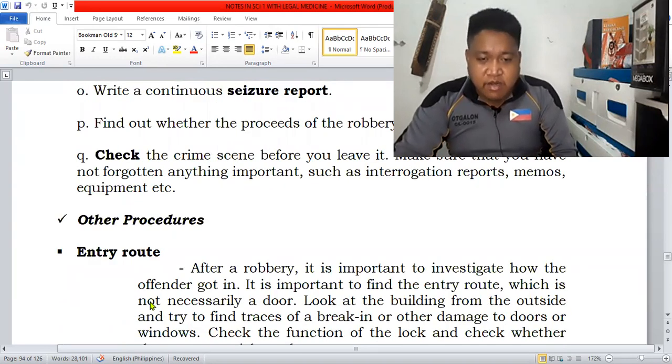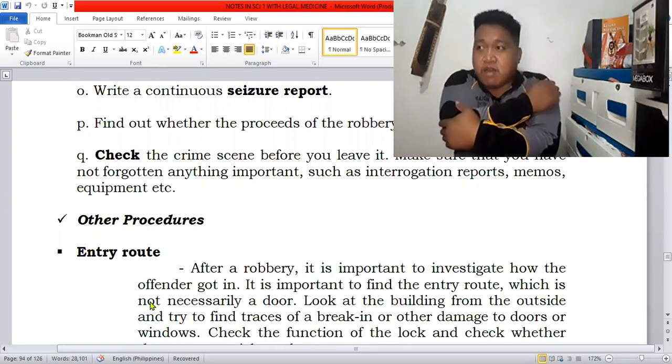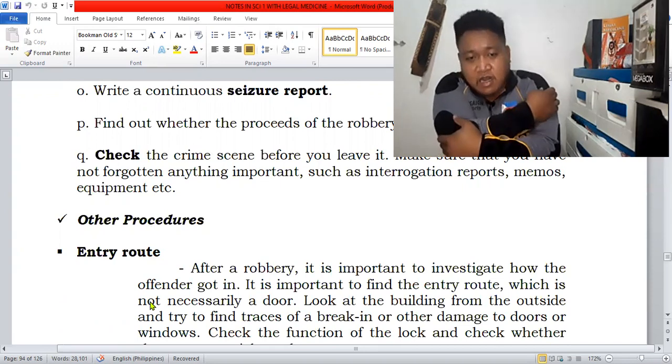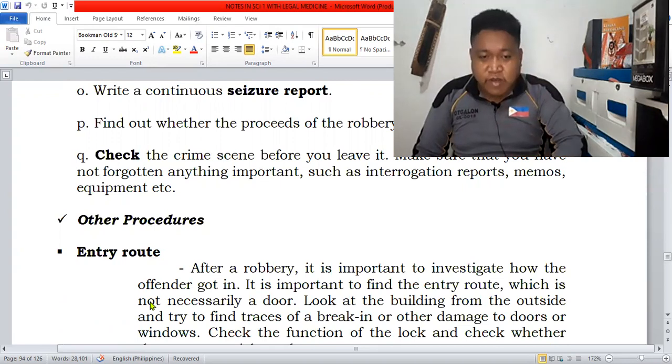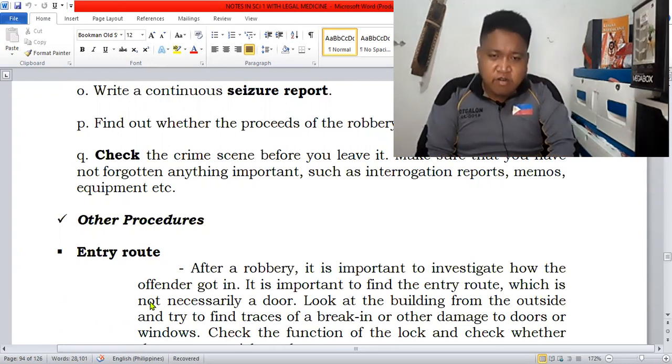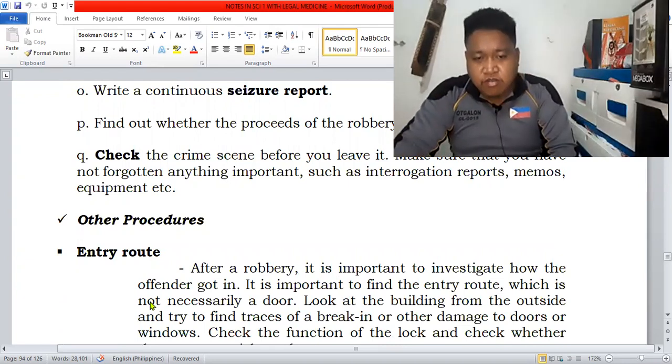After a robbery, it is important to investigate how the offender got in. Yan ang importante sa robbery, no? Kasi dyan mo umpisahan, baka may nakakita sa isang tao na kahinahinala, they can describe the face, then in that manner, you can establish the suspect. So, therefore, the entry road, paano nakapasok sa area, no? Yung suspects, yan ang kailangan mong establish yung entry road. Okay? Baka, example, may nakakita sa kanya.